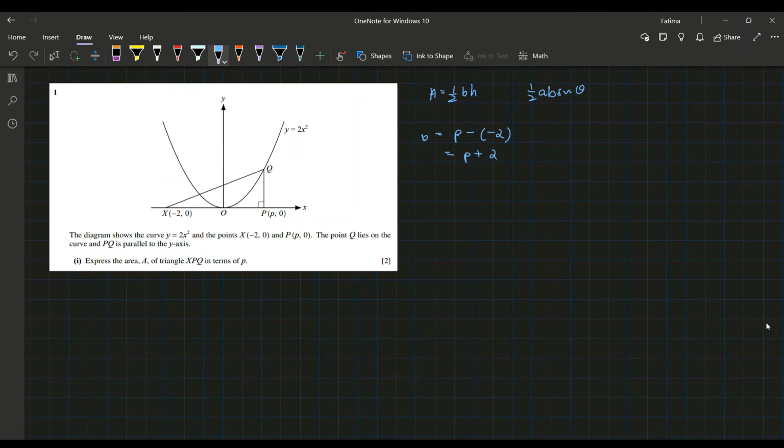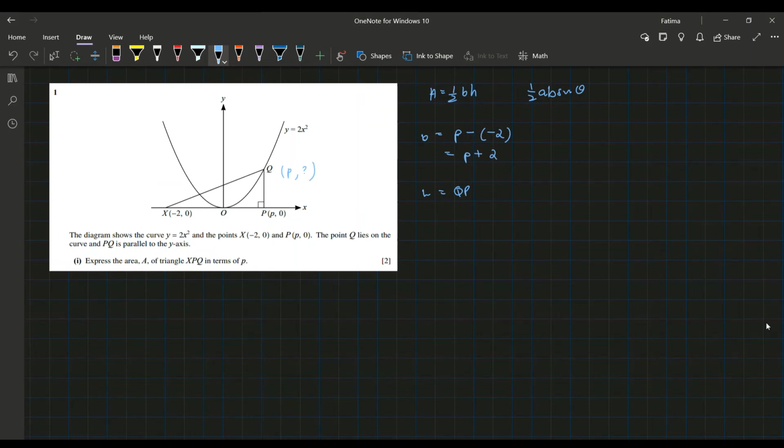Now our height over here will be the distance QP. So we don't have the coordinates of Q, we have the coordinates of P, and we know the distance QP will basically be the difference of the y coordinates of Q and P. So we know obviously that Q will have the same x coordinate as P, but we don't know what y is.